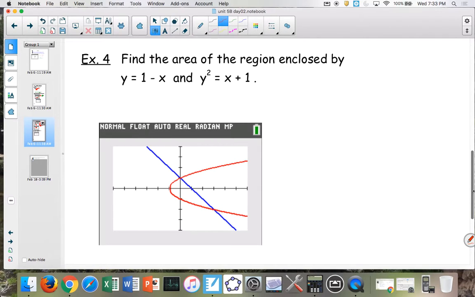Here's my two functions. y equals 1 minus x is the blue line, and y squared equals x plus 1 is the red sideways parabola. We want to find the area between those. So we're trying to find all this area in here.